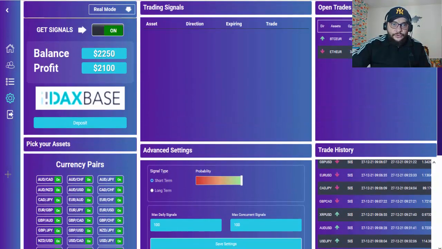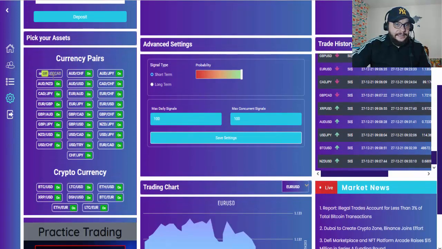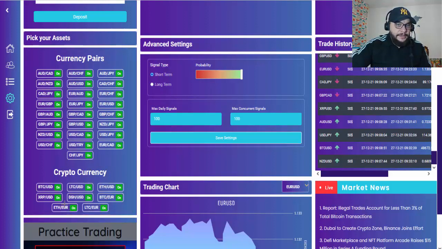For those of you who don't know Crypto Droid Pro, as you can see, we have currency pairs. You can select or deselect any currency pair or cryptocurrency pair. If you want to trade only with forex pairs, you deselect the cryptocurrency pairs, or vice versa. It's up to you.